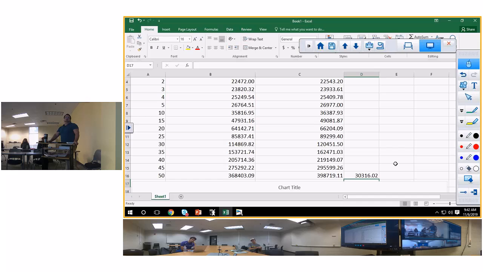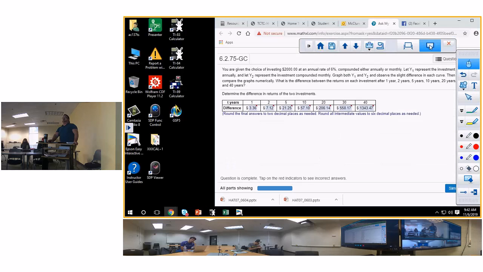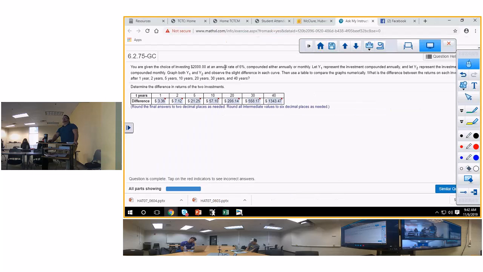Now, this is very generic. This is a very generic question, but you will see questions, you will see numbers like this at banks if you do an IRA or a 401k or whatever. You're going to see a return of at least 6%.